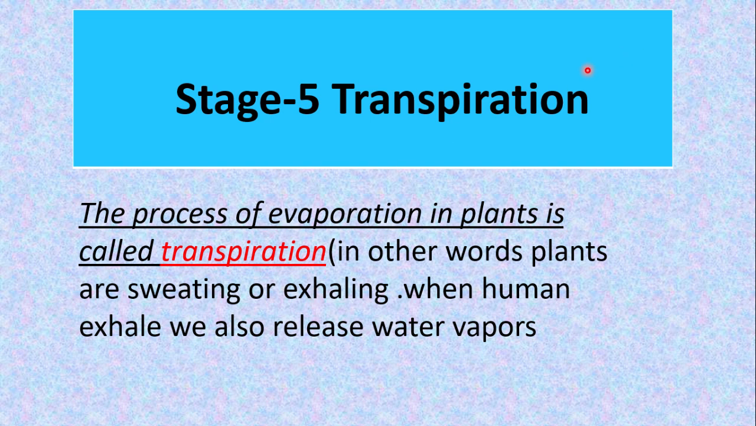Our fifth stage is named as transpiration during the water cycle. Transpiration is just like the process of evaporation, but this evaporation is taking place inside the plants. The process of evaporation in plants is called transpiration. What does it mean? It means plants lose water. So when the plants lose water, this phenomenon is named as transpiration. In other words, we can say plants are sweating or exhaling, like humans exhale.